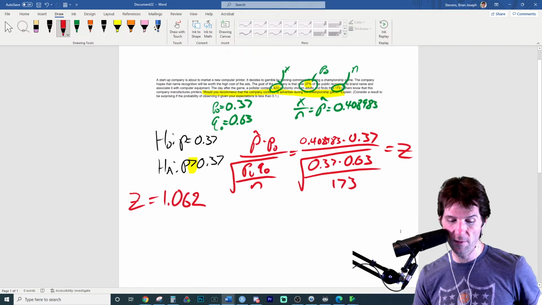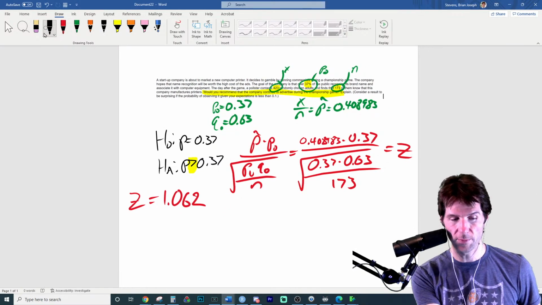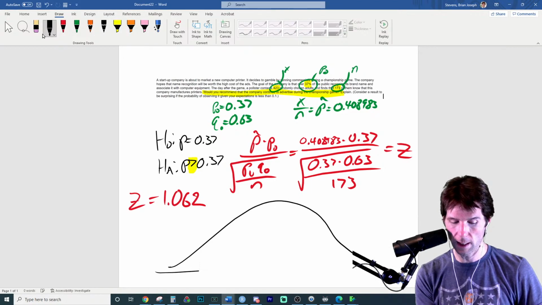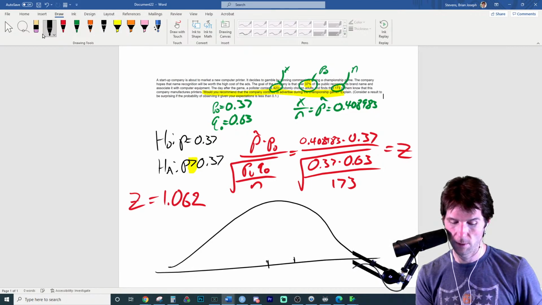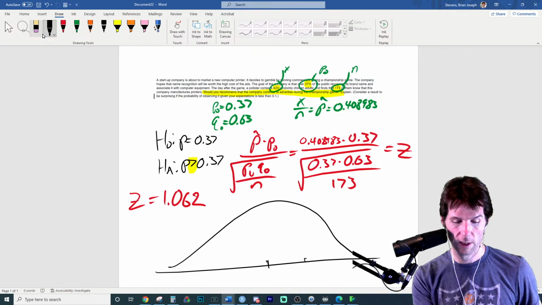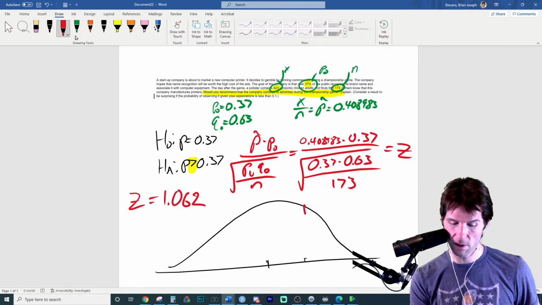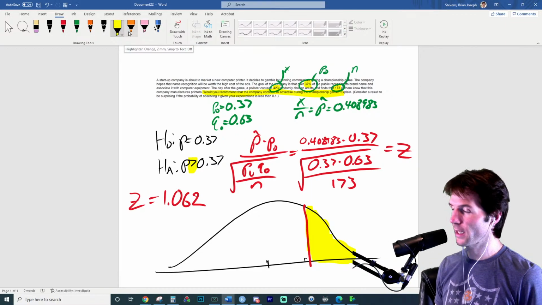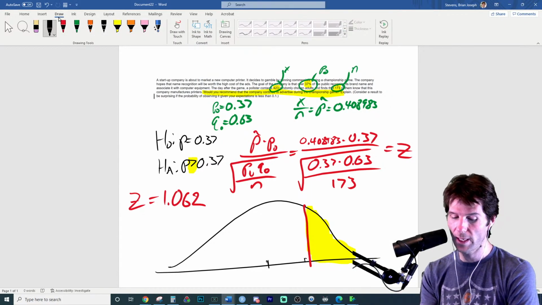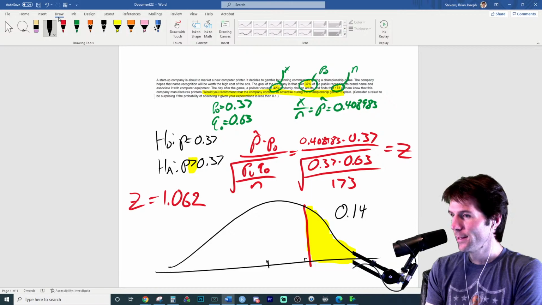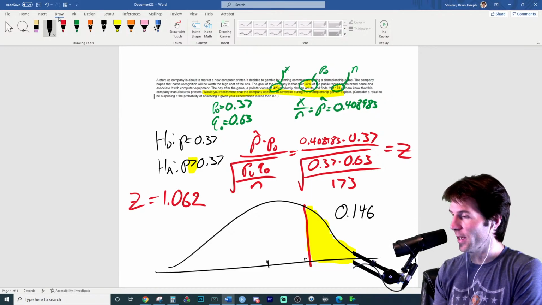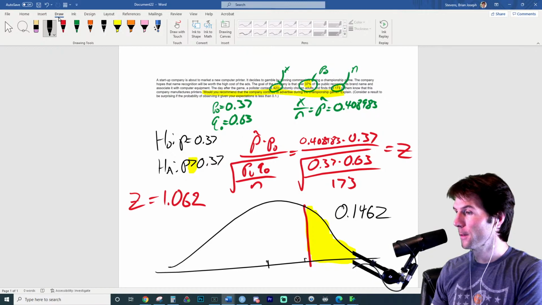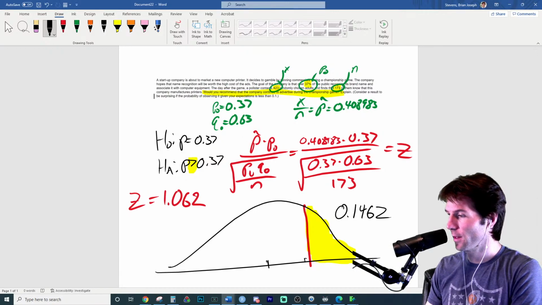So the p-value is going to look something like this. Any guesses of this p-value? I'll write down my guess. My guess is 0.146. See how close I was, because I know it's a little bit less than 16%.